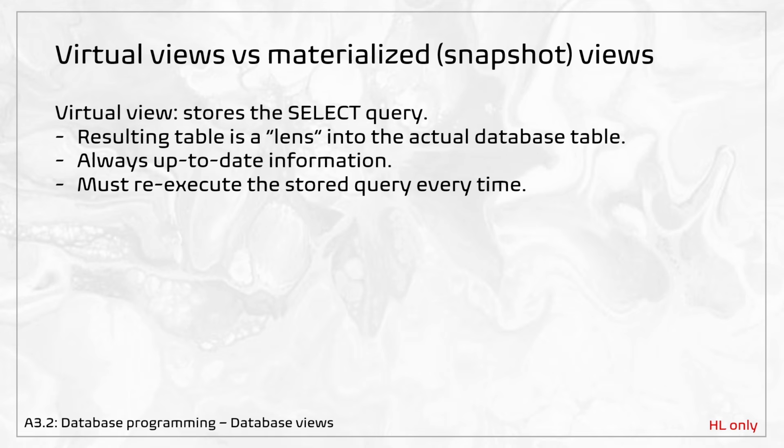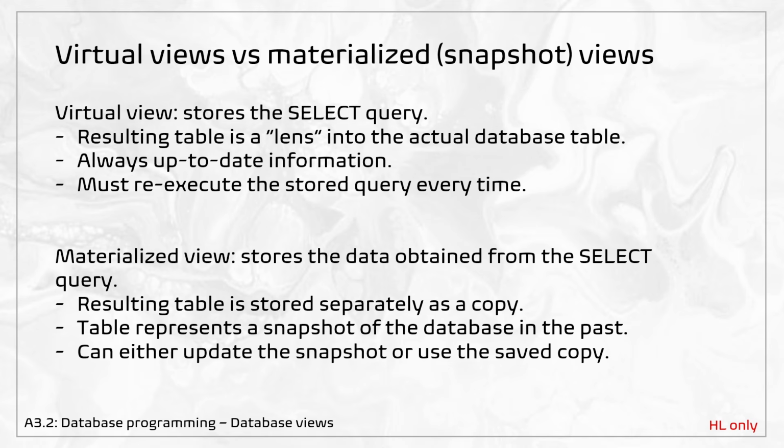There's two different types of views. A virtual view simply stores a preset select query. Whenever you use a virtual view, you're just executing the same query in real time. The resulting table you get is a lens into the current database table. This table will always be the latest version of the database. However, since you're re-executing the same query every time you use a virtual view, it can be inefficient for large query volumes. Another type of view is a materialized or snapshot view.